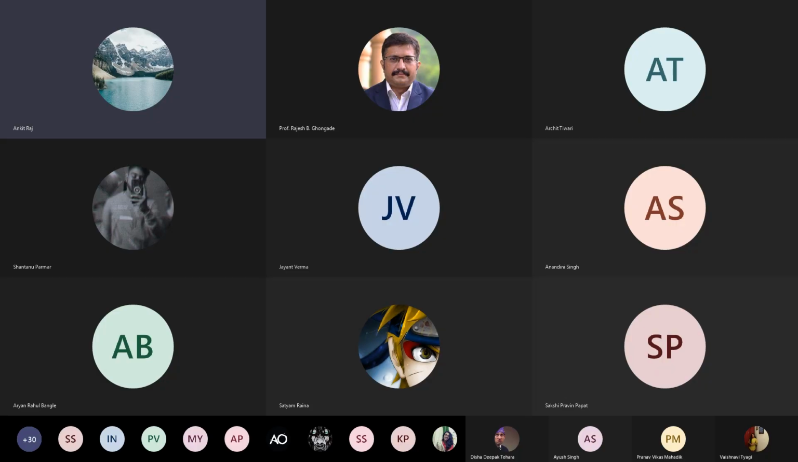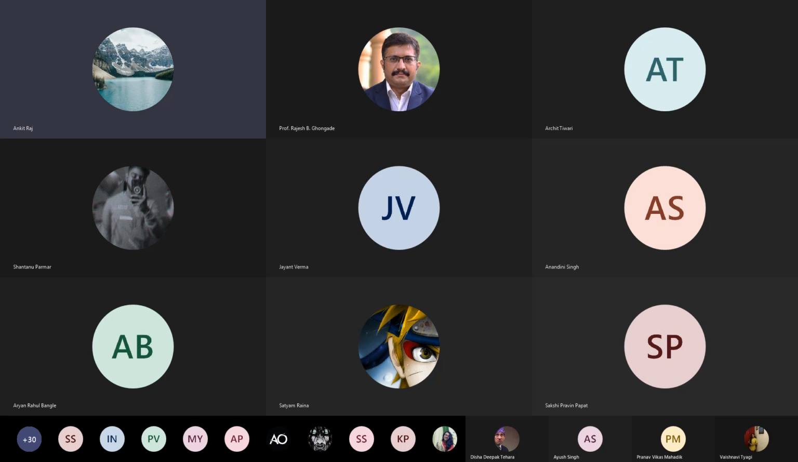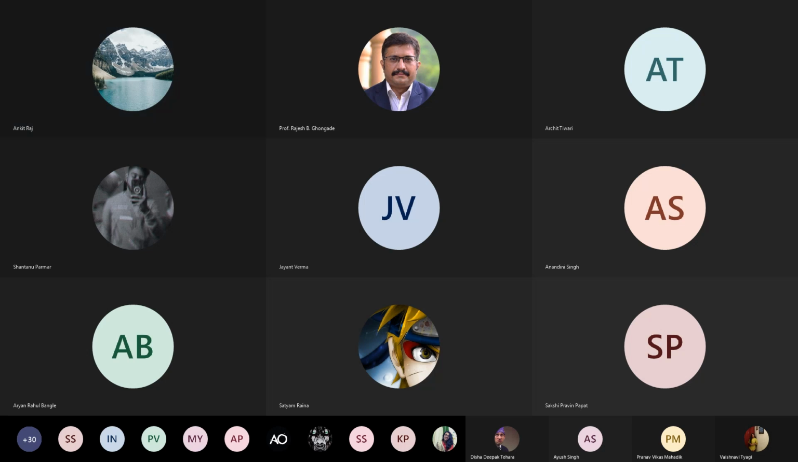सर ये वाला उतने अच्छे से कुछ खास समझ नहीं आ रहा है. सर ये वाला कुछ खास अच्छे से समझ नहीं आ रहा. क्या समझ में नहीं आ रहा? Which part?